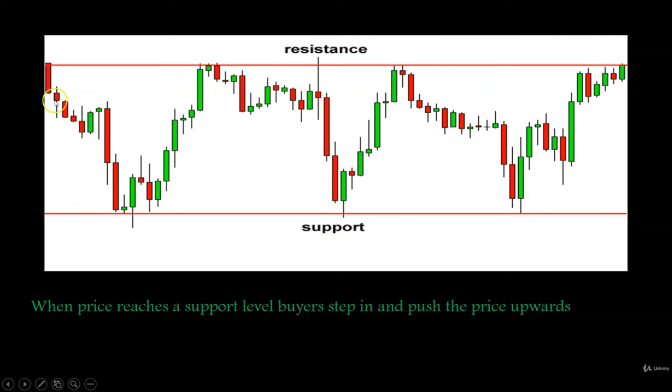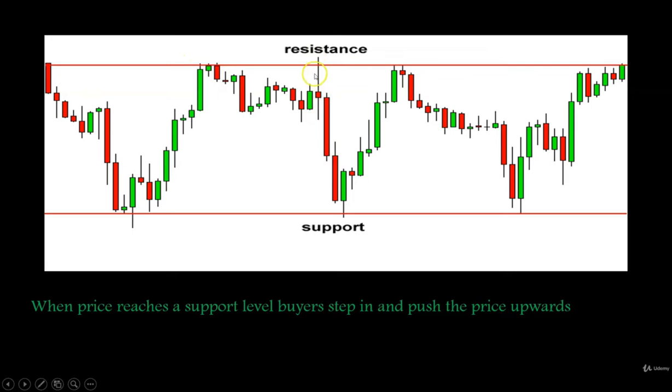When prices reach a support level, when they've been going downwards, buyers step in and they push the price upwards. Now when price is moving upwards, there is a level at which people think that this is just too overvalued. Resistance comes in and price starts to move downwards.